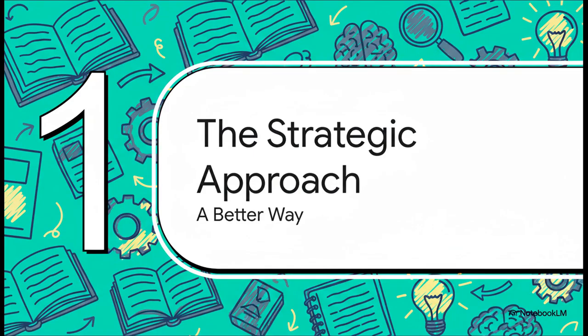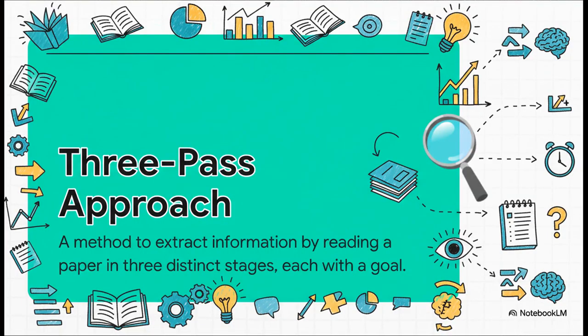So what we need is a strategic approach, a game plan. It's a method that's actually designed to pull out the most important stuff, without getting totally lost in the weeds. We're going to stop trying to brute force our way through and start getting smart about it. It's called the three-pass approach, and I want you to stop thinking of yourself as a casual reader and start thinking of yourself as like a detective on a case. Each pass through the paper is a different stage of the investigation, each one with its own mission, building on the last until you've cracked the whole thing wide open.